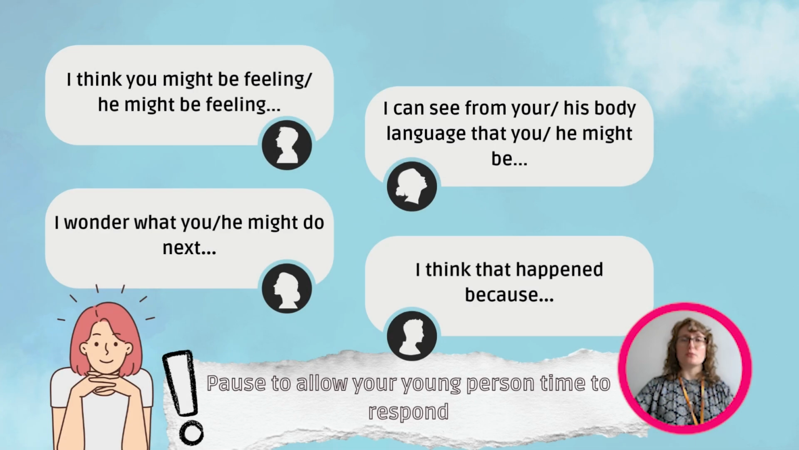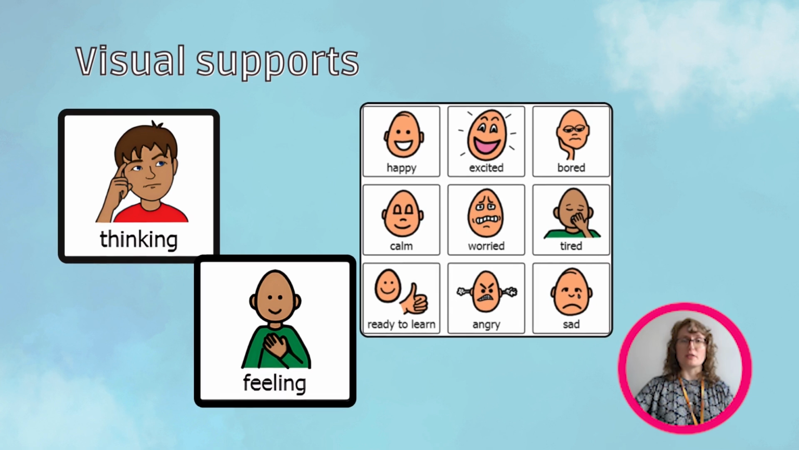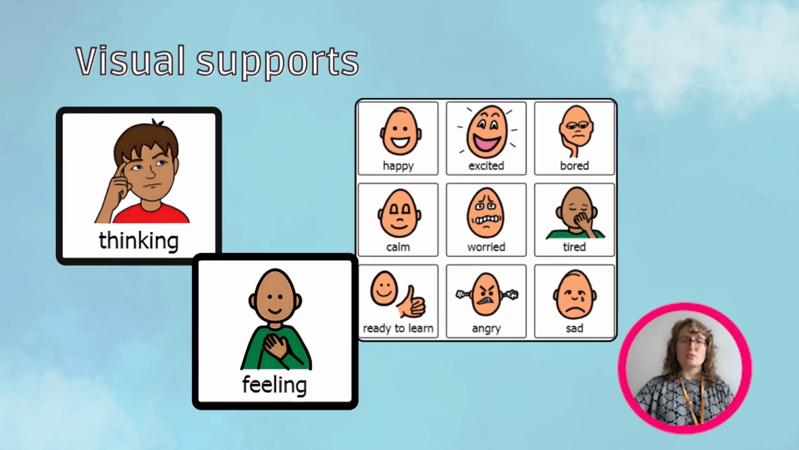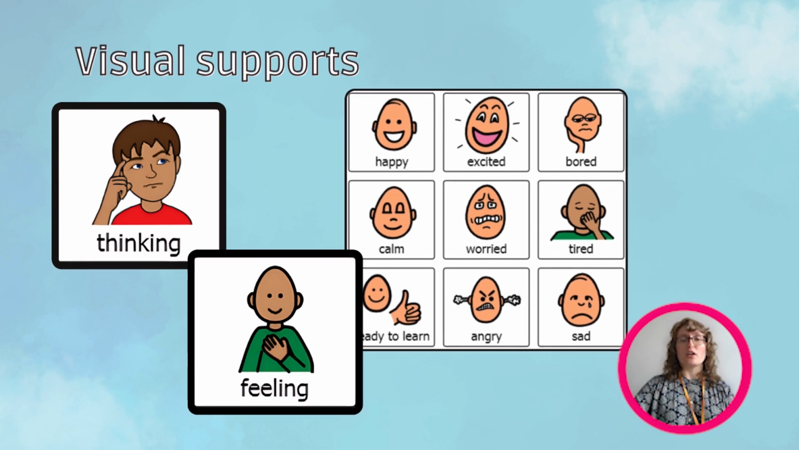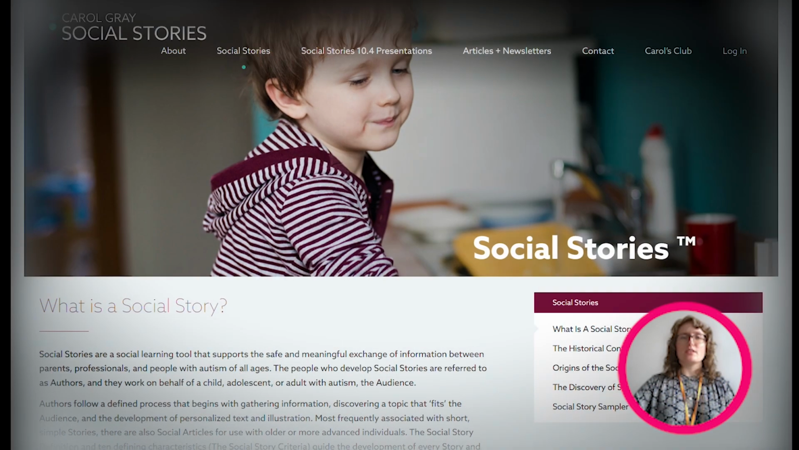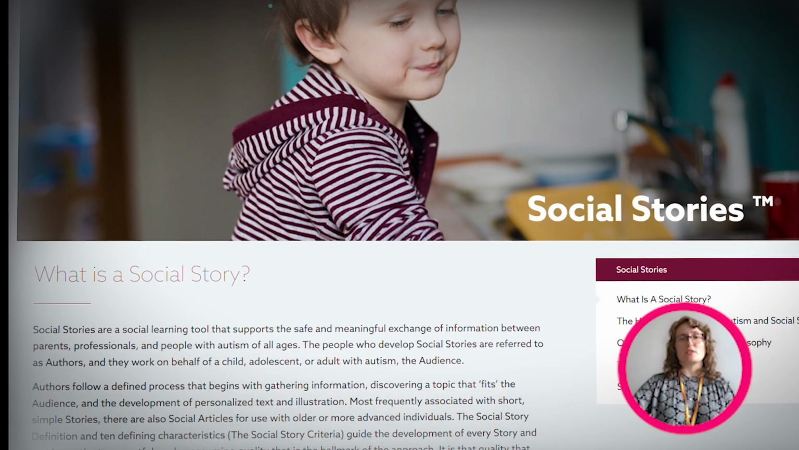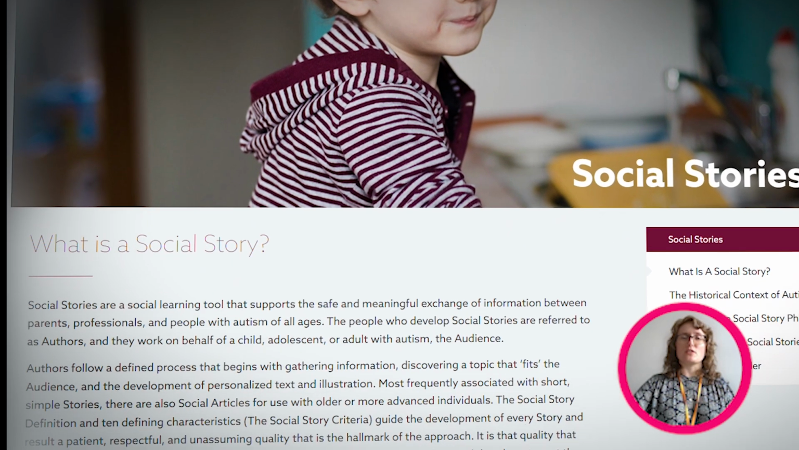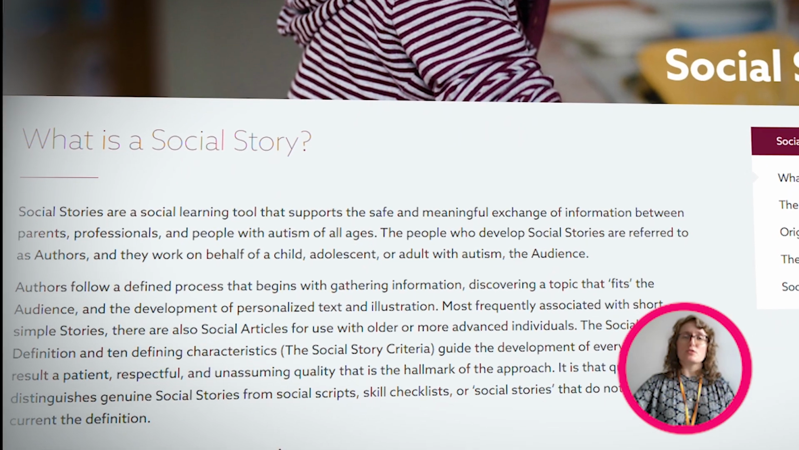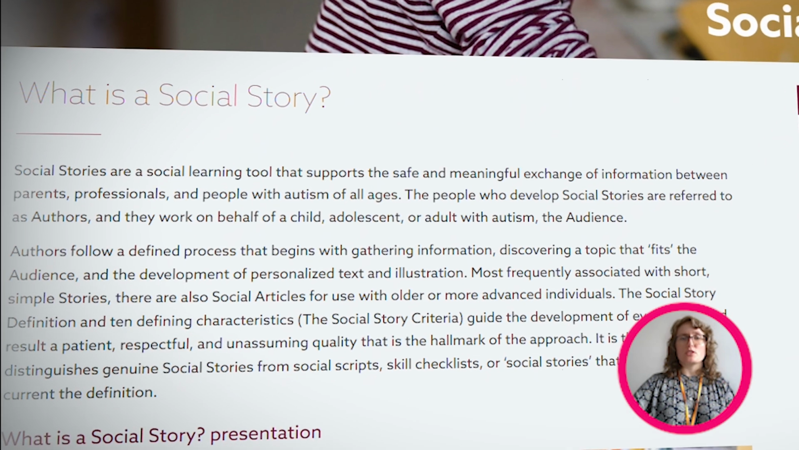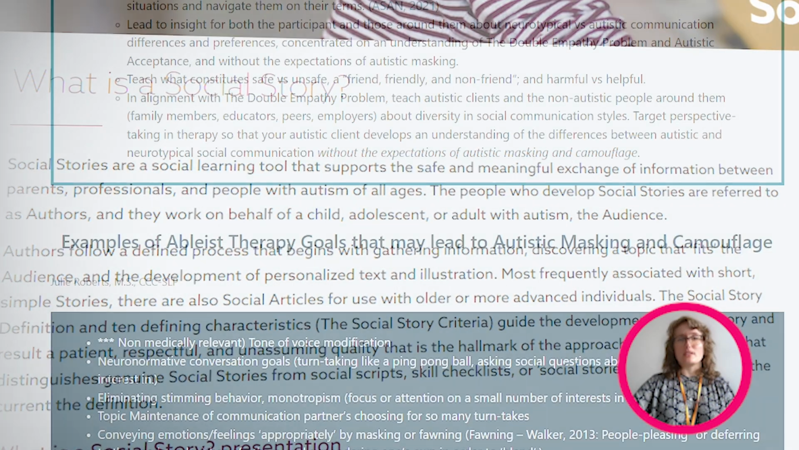It can also be helpful to use visuals to support identifying and labeling emotions as part of perspective taking. Having a visual to refer to, either printed or on phone screen, can help make things more concrete for your young person. Carol Gray's social stories are a great way to support understanding, reduce anxiety about situations, and to build perspective-taking skills. They guide the young person through a situation from their perspective and help them understand what to expect, as well as giving them strategies that they can use in the situation if needed.